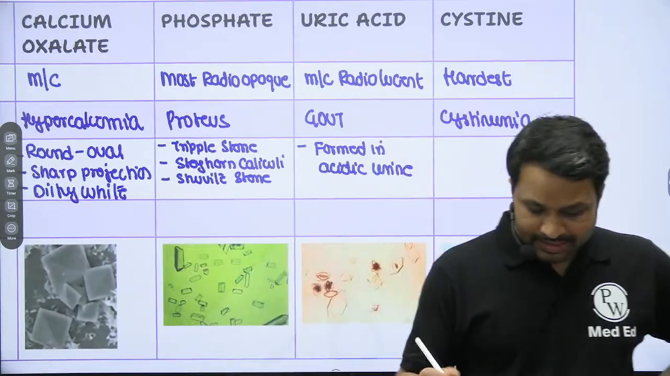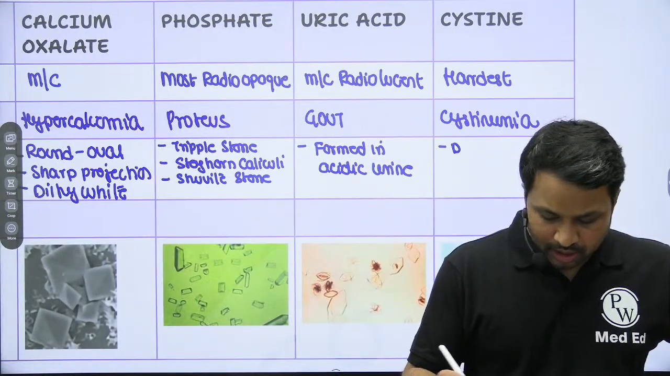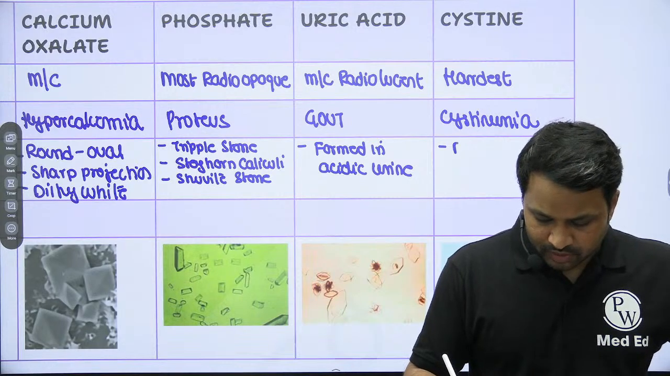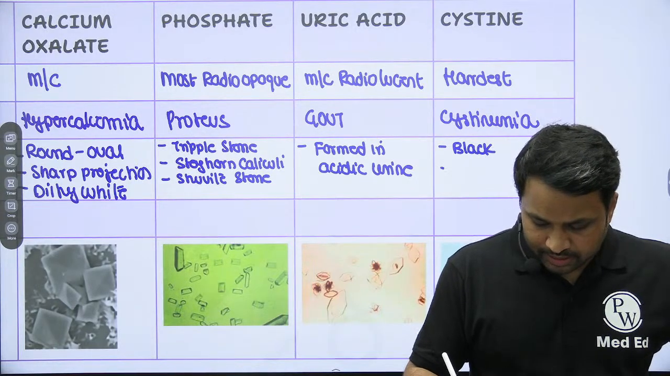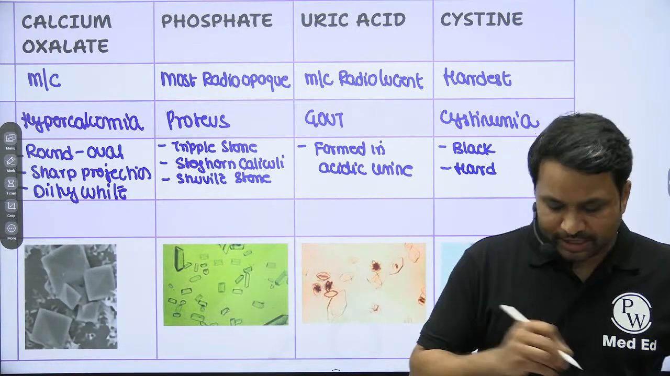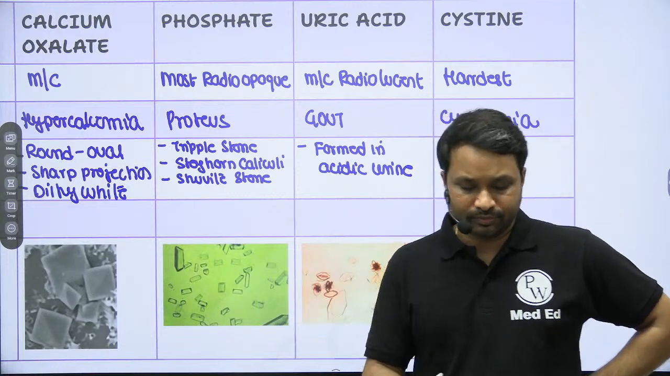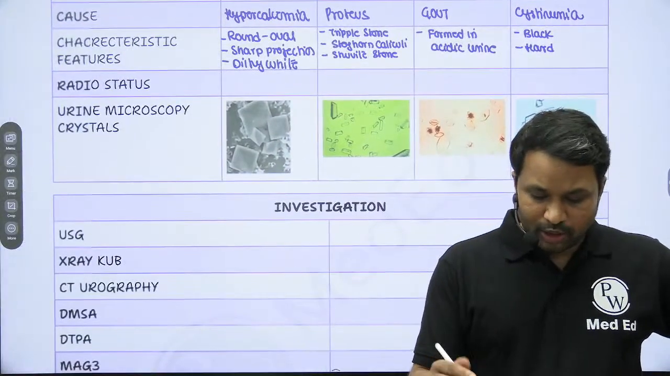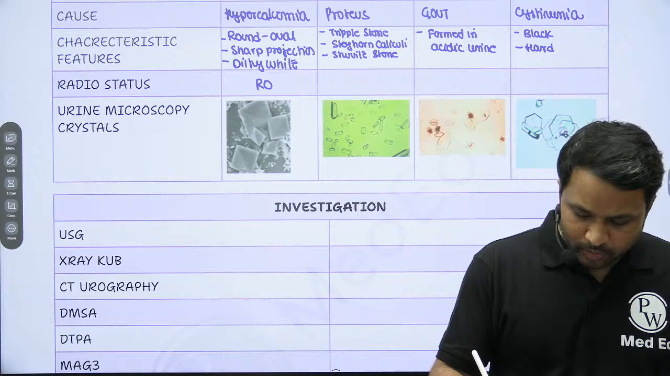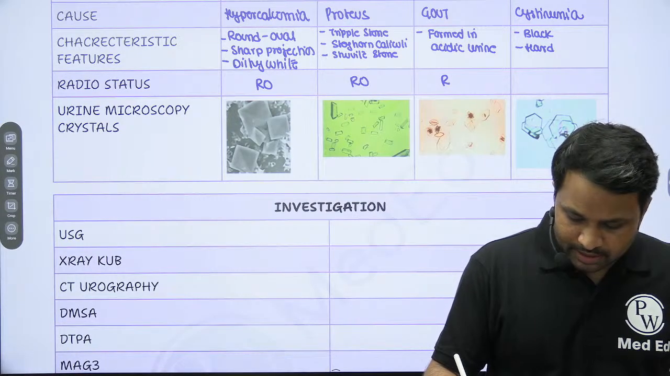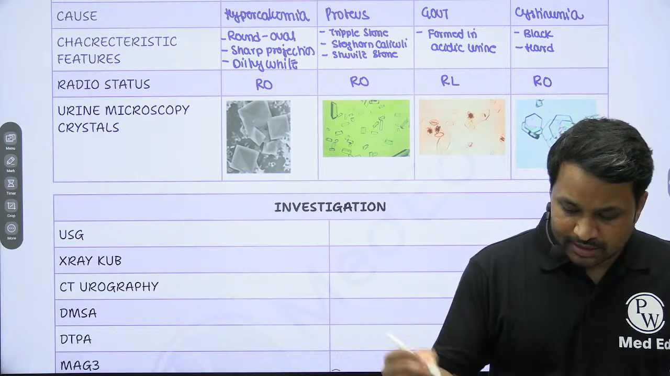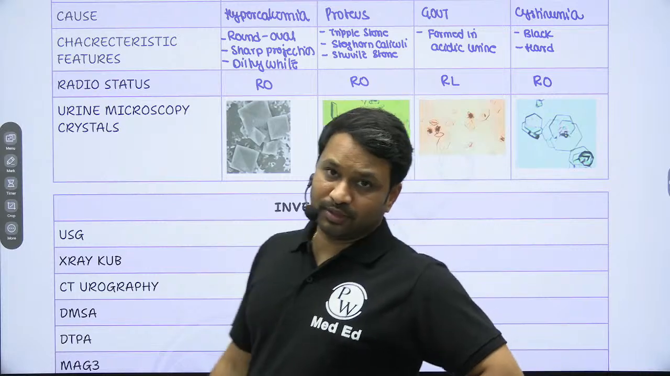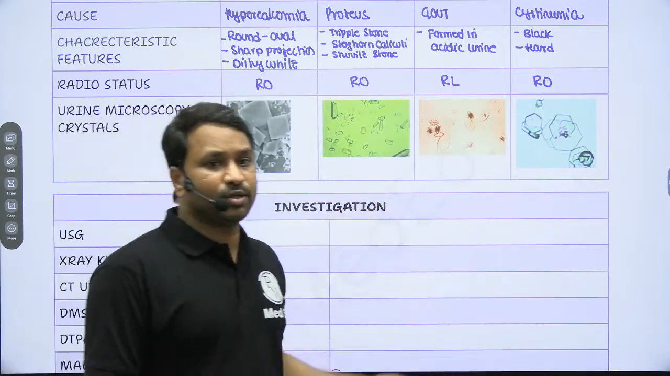Okay? Cystine stones are hard and black in color, so the texture is going to be quite hard. So what is the radio status? These are radio opaque, this is radio opaque, this is radiolucent. Cystine consists of sulfur. It's a sulfur containing compound. So because of that, it is also radio opaque.